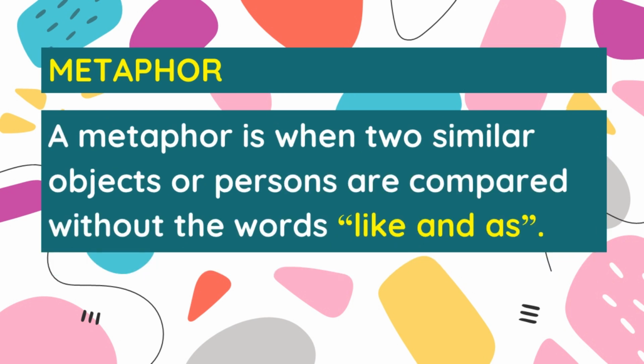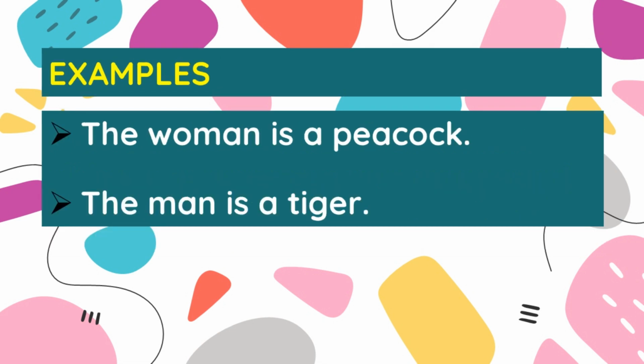Another figure of speech is the metaphor. A metaphor is when two similar objects or persons are compared without the words like and as. Examples: the woman is a peacock. The man is a tiger.